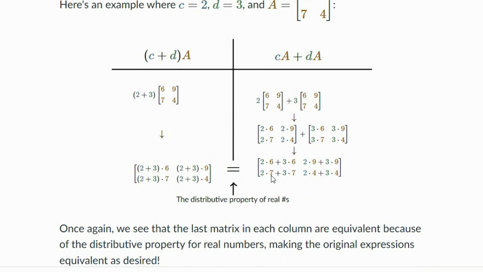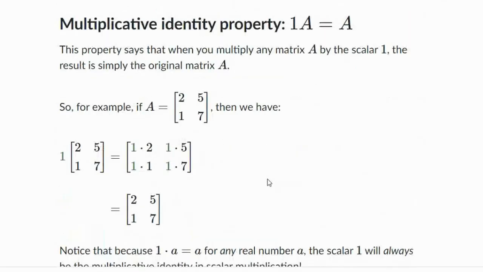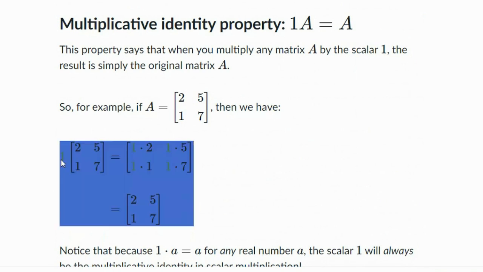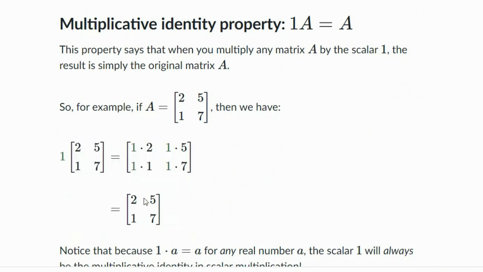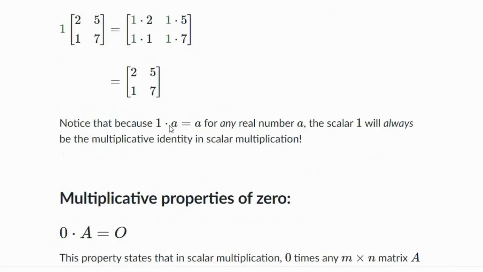The same properties that work with numbers also work with matrices. The multiplicative identity property: if you multiply by a scalar of 1, you'll end up with the exact same matrix you started with. 1 times 2517 equals 2517, because it's 1 times 2, 1 times 5, 1 times 1, 1 times 7. Same way in that 1 times any number equals that number.